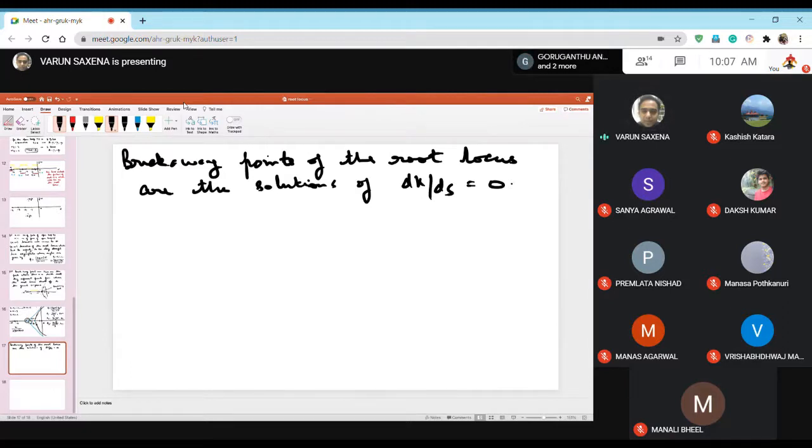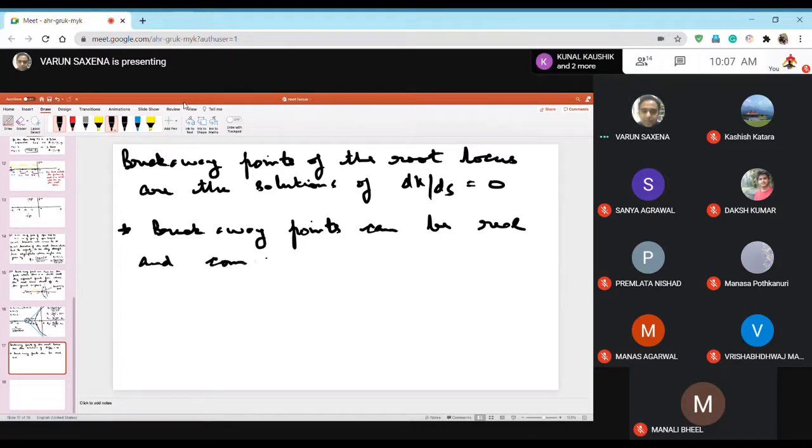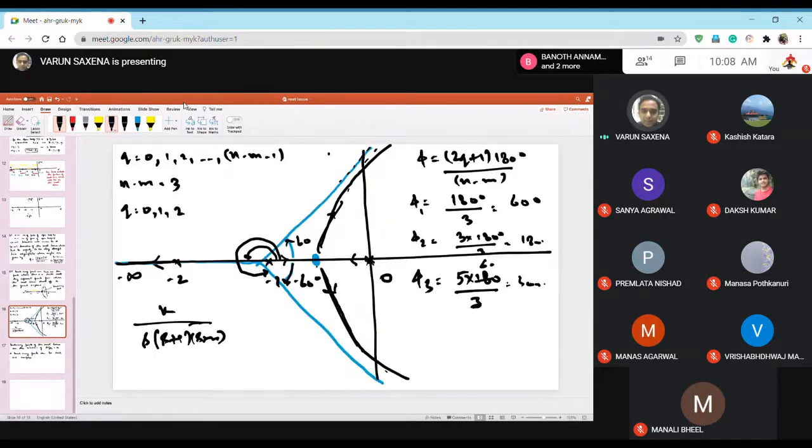Okay. Now another thing I want to talk about breakaway points is that breakaway points can be real and complex. That means it's not necessary that the breakaway point lies on the real axis. I mean, nobody's saying that. They can lie anywhere, so you have to know this, that breakaway points can lie anywhere.